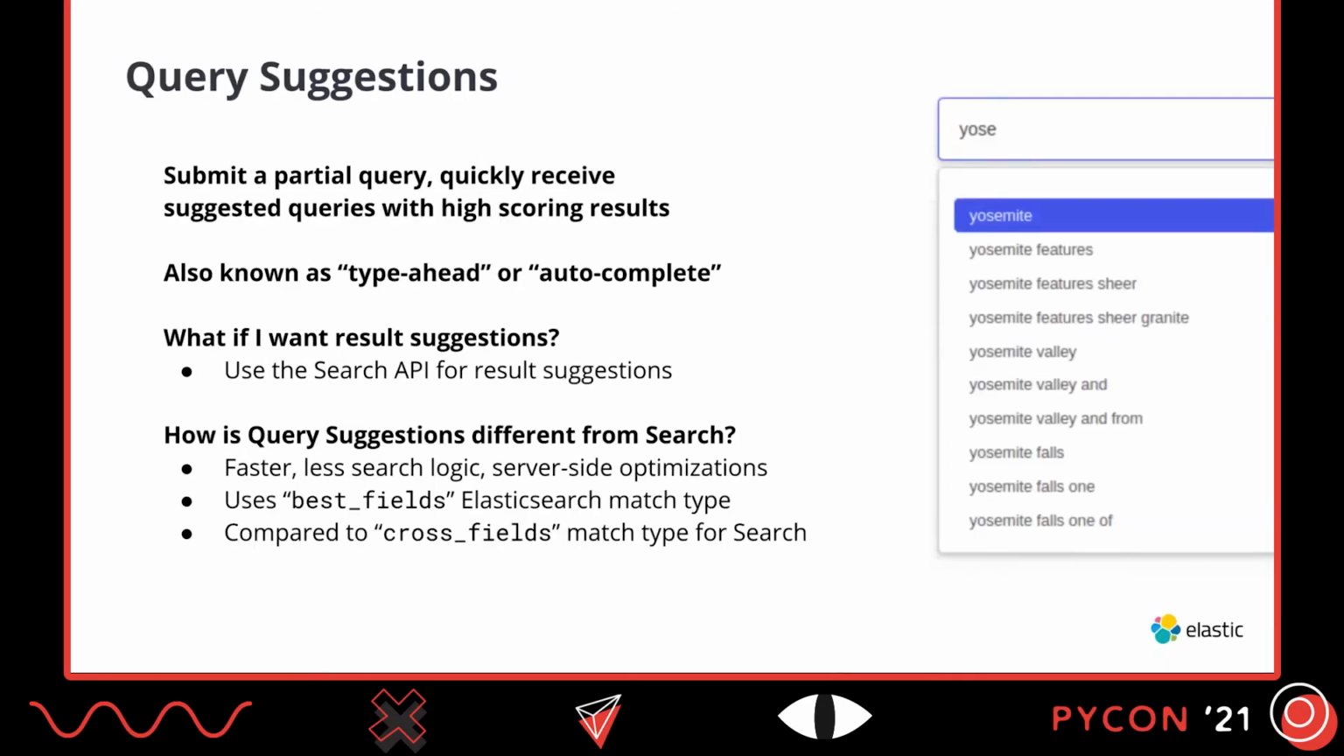Query suggestions are very close to the same as search. However, the API is meant to give fast feedback to users about potential queries that have high scoring results. The implementation for this uses Elasticsearch's best fields match instead of the cross fields match to achieve better performance while still recommending good results. If you're interested in result suggestions instead of query suggestions, I recommend using the search API directly with a partial query.